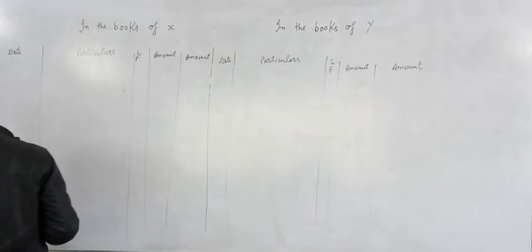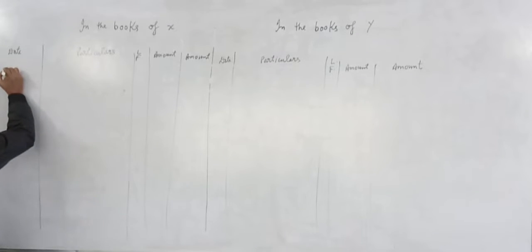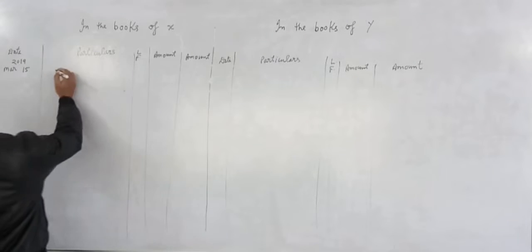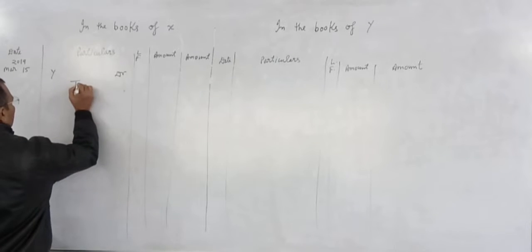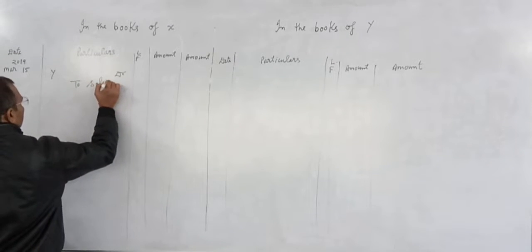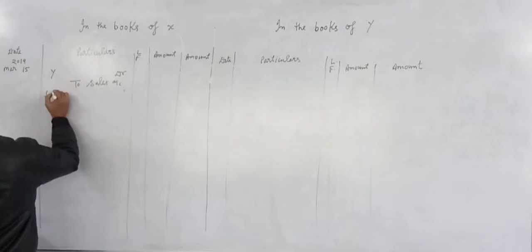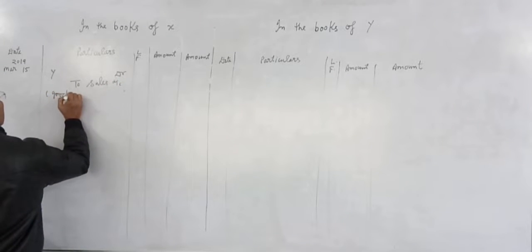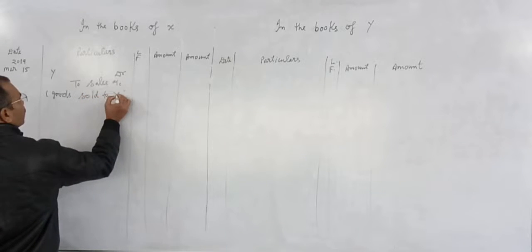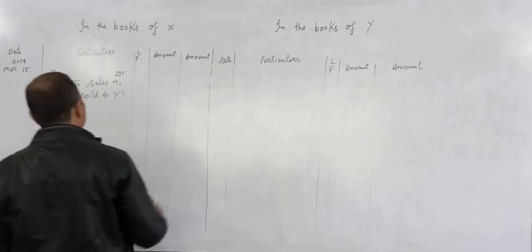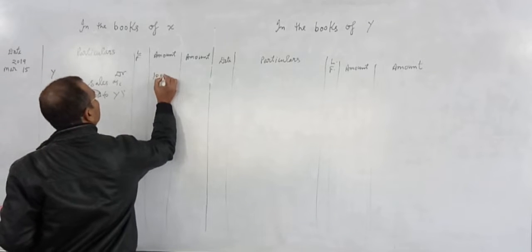Now the date is given, March 15, 2019. X sold the goods, so we will write here Y debit to sales account. Goods sold to Y. The amount is given in your question, 10,000.